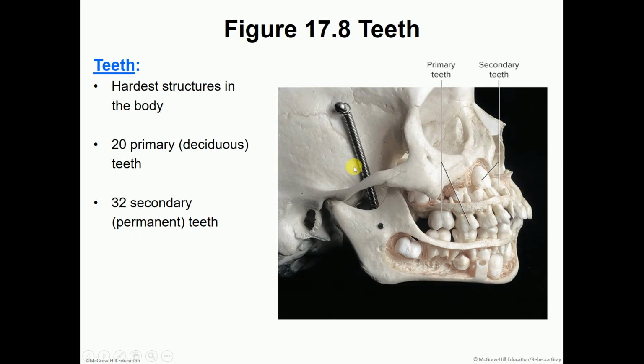Now for the teeth, they are the hardest structures in the body. They are harder than bones. Okay, kids have 20 primary or deciduous teeth. Also, we commonly call them milk teeth. Okay, so 20 primary teeth, 10 on the top and 10 on the bottom. While adults have 32 secondary or permanent teeth, 16 on the top and 16 on the bottom.